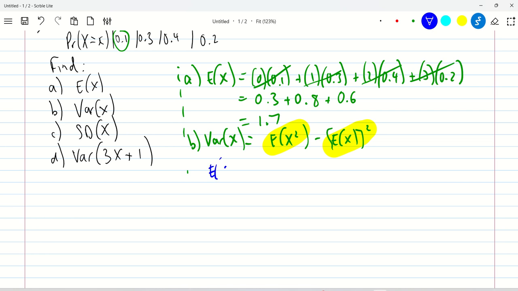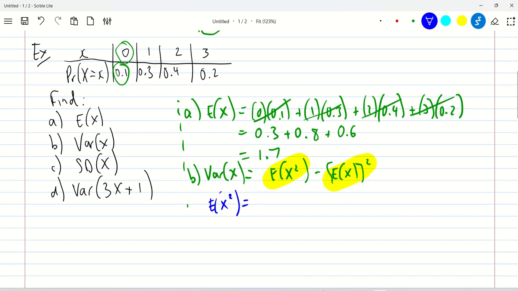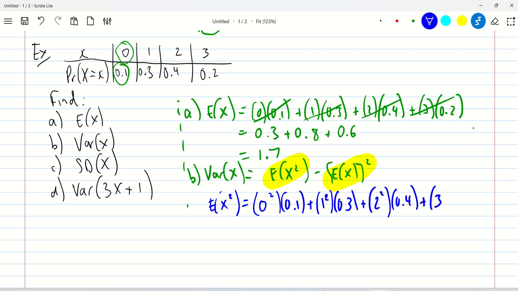So expected value of x squared is equal to, and what we do, let's get that table back in there, it's going to be 0 squared times 0.1, okay? So see how we're squaring all the x's now, and then multiplying by the probability, plus 1 squared times 0.3, plus 2 squared times 0.4, plus 3 squared times 0.2. All right, and we'll evaluate this.